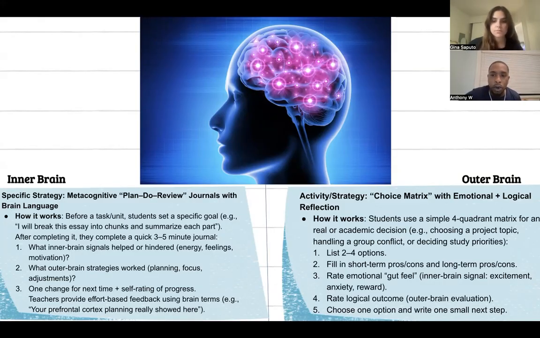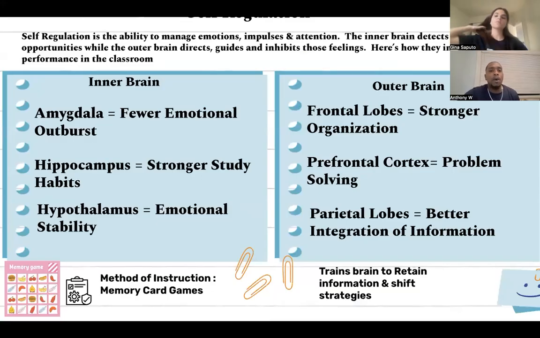Next, we slide over to the choice matrix, which will give us the emotional and logical reflection. Students use a simple 4 quadrant matrix for any real or academic decisions. We'll list 2 to 4 options, fill in short term pros and cons, long term pros and cons, and rate emotional gut feel. That way we get that inner brain signal: excitement, anxiety, reward. We also want to rate logical outcome. That's outer brain evaluation. And then we choose one option and write one small next step. Very simple.